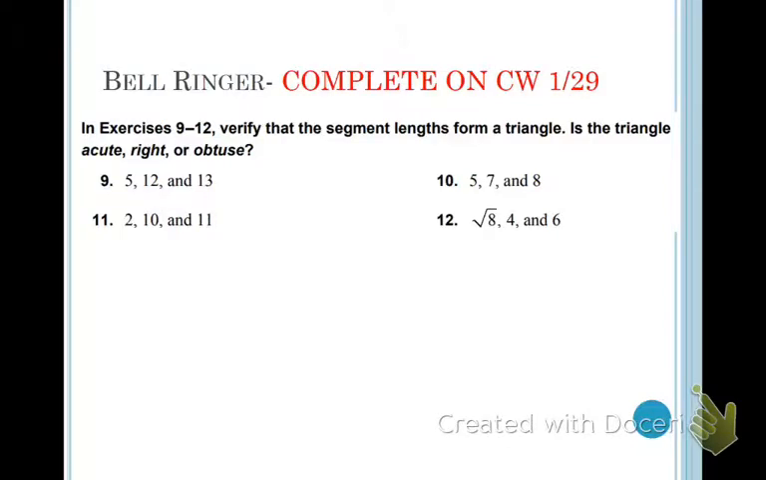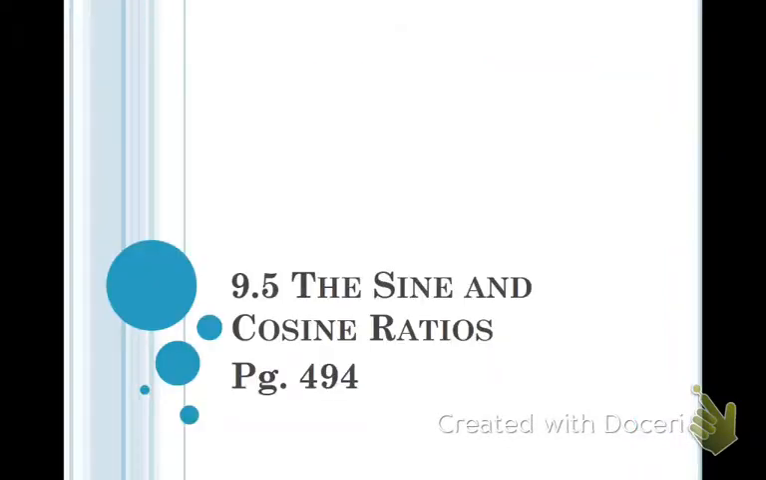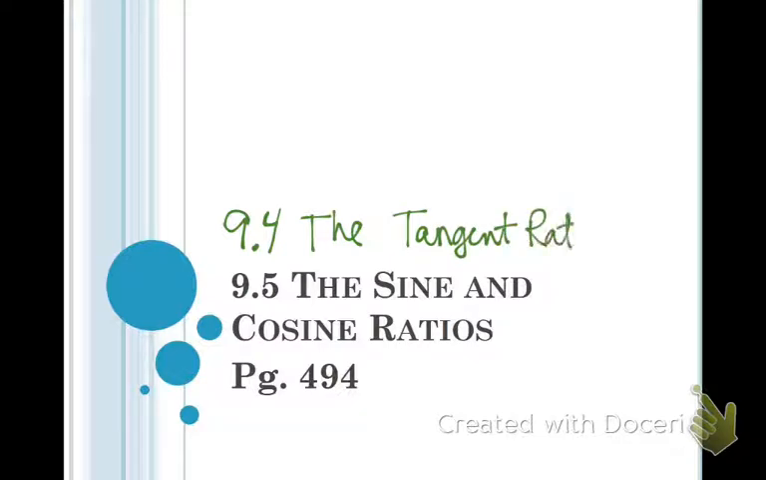So, we are going to move on into Chapter 9. We are actually not only doing 9.5, we are also doing 9.4. I just didn't put that here. 9.4 is called the tangent ratio. 9.5 is called the sine and cosine ratios.